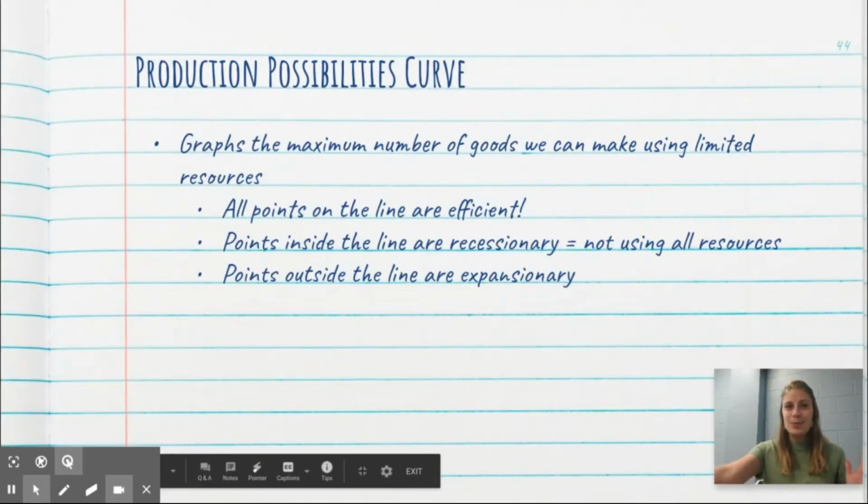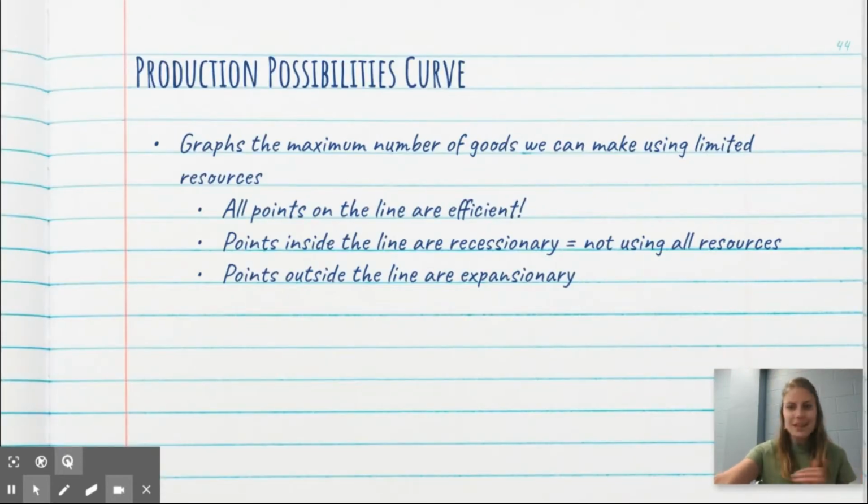So, production possibility curves. We've already graphed these. We've already talked about these. There are two different production possibility curves. Remember, we have the constant cost, which has the straight line, and we have the increasing cost, which has the curved line. These are graphs that show the maximum number of goods we can make using limited resources. So all points on the lines of these graphs are efficient. We are using our resources. We are making the things. We are producing the things.